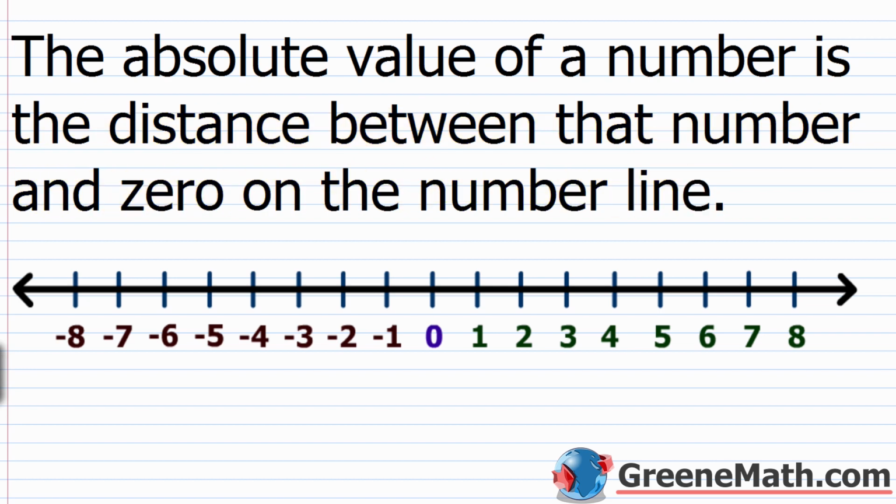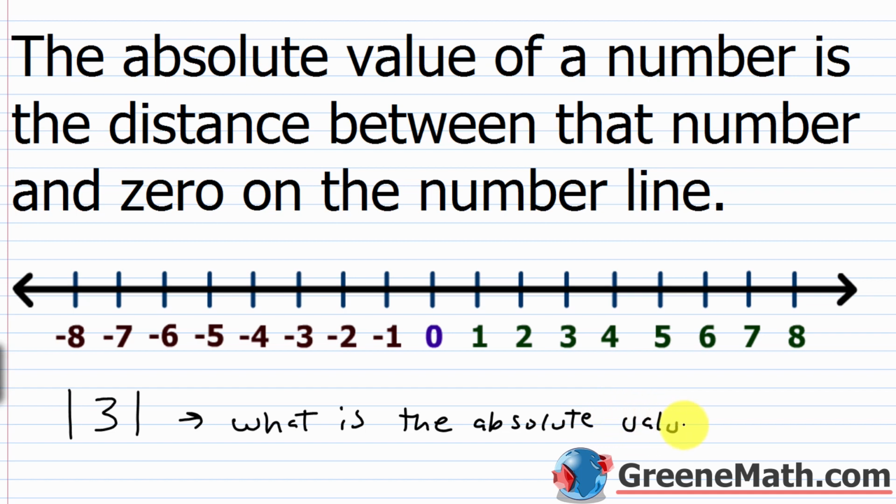So what if I started out by asking you, what is the absolute value of the number 3? And the way we're going to ask for this is we're going to have these vertical bars around the number that we want to find the absolute value for. So this right here is basically saying, what is the absolute value of 3? Okay, that's what this means. Again, the vertical bars are surrounding the number we're trying to find the absolute value for.